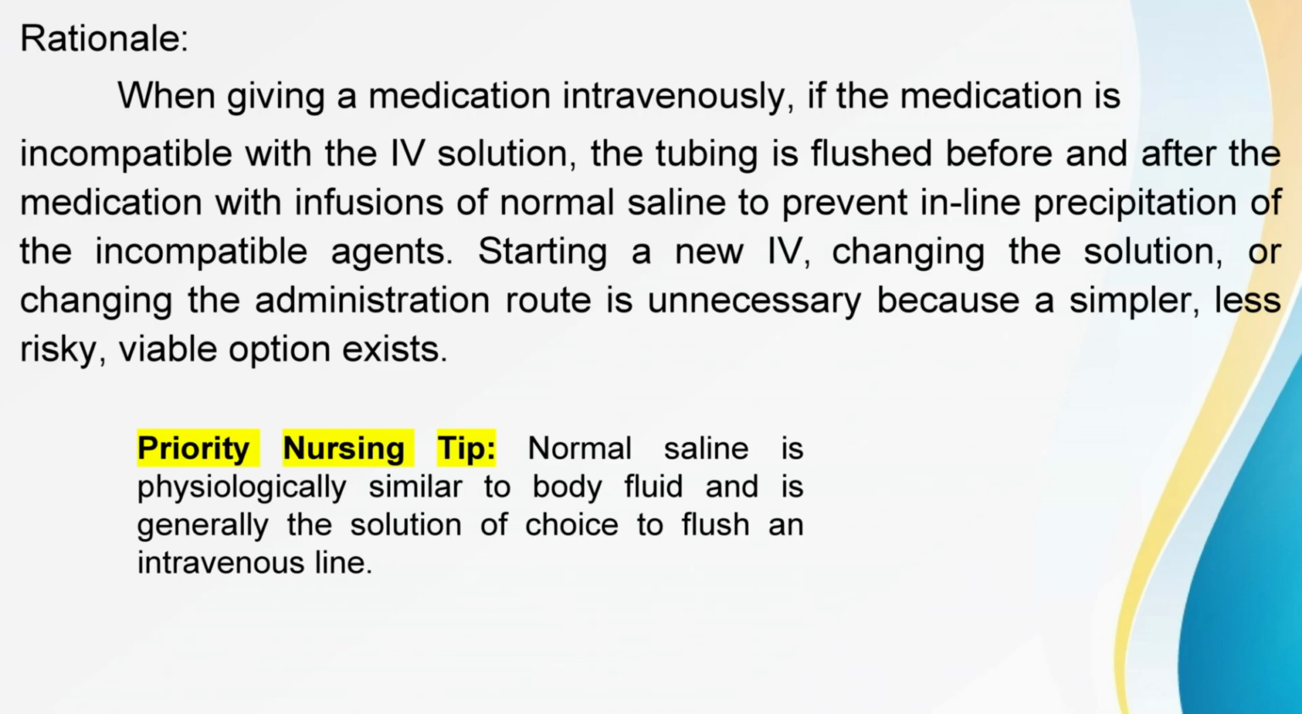When giving a medication intravenously, if the medication is incompatible with the IV solution, the tubing is flushed before and after the medication with infusions of normal saline to prevent inline precipitation of the incompatible agents. Starting a new IV, changing the solution, or changing the administration route is unnecessary because a simpler, less risky, viable option exists. Priority nursing tip: normal saline is physiologically similar to body fluid and is generally the solution of choice to flush an intravenous line.